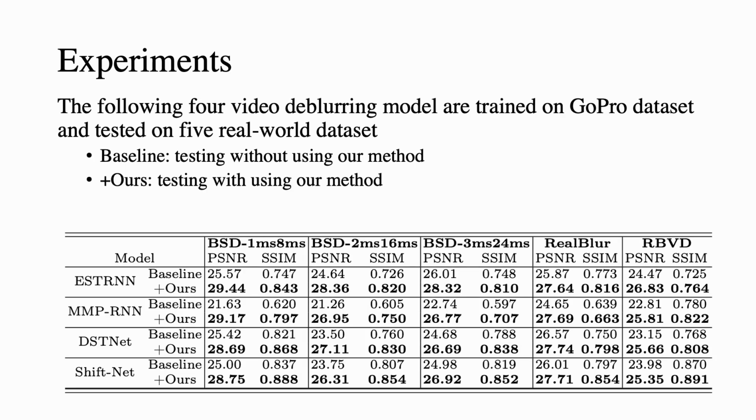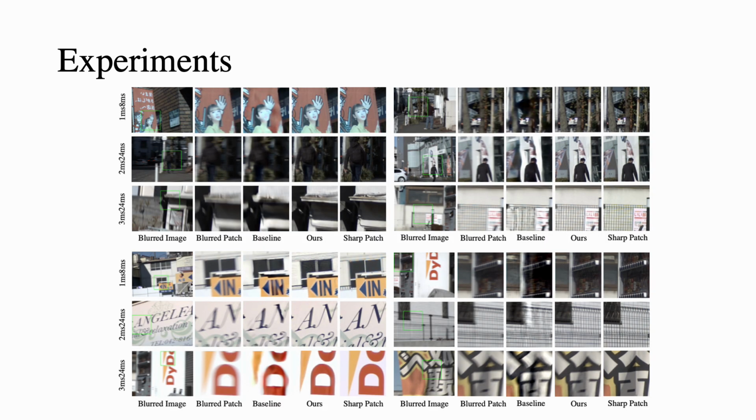This is our experimental results. The following 4 video deblurring models are trained on the GoPro dataset and tested on 5 real-world datasets. Our method can significantly improve the performance on 4 deblurring models and 5 real-world datasets, providing performance gains of up to 7.54 dB. This visualization shows the experimental results on the BSD dataset and 4 deblurring models.